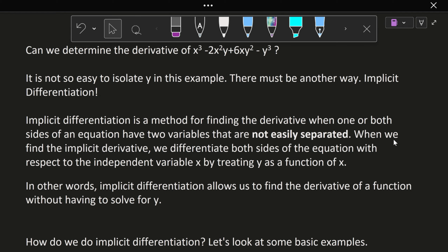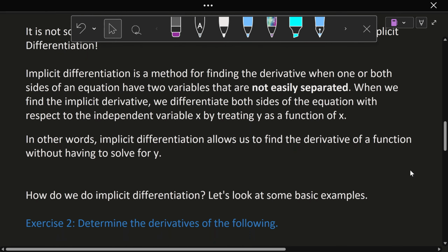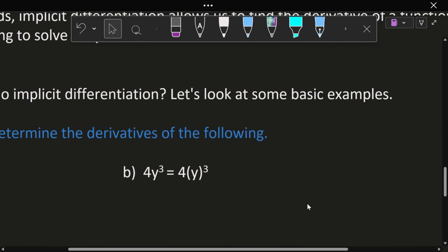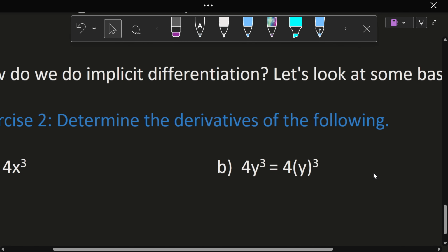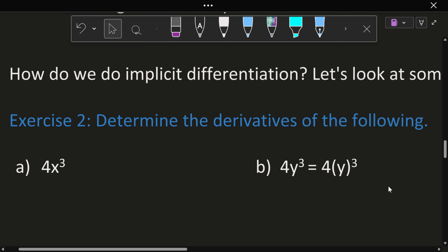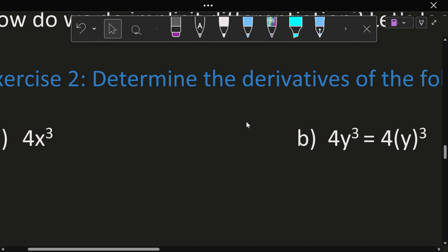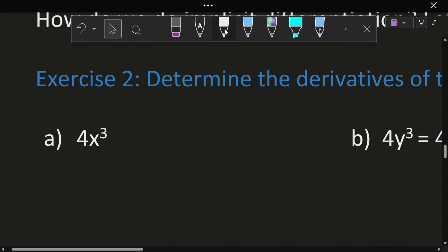So we're going to take the derivative of both sides of the equation. In this case, there's no equal sign, but it would be equal to 0. But we just take the derivative of everything. So we don't have to solve for y. So I just want to do a basic little example here. And I want to determine the derivative of 4x to the power of 3. So really super simple, kind of power rule one here. So how do we find the derivative of this?